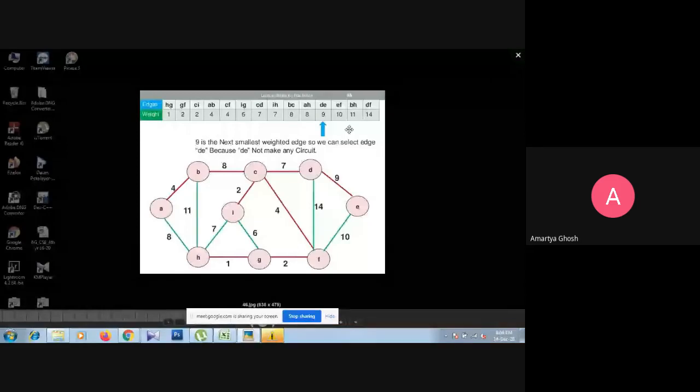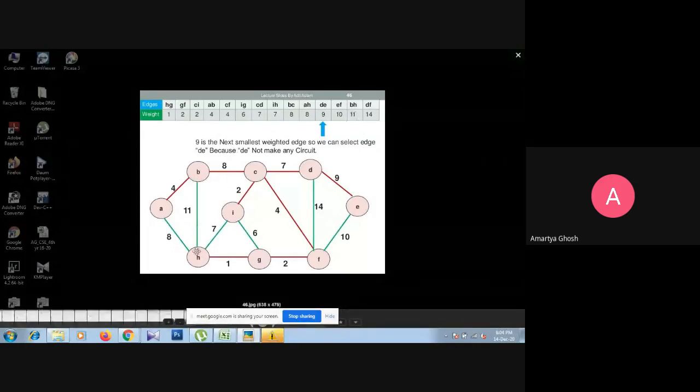Okay, you can see BH. So where is the BH? This is the BH. You can see BH. This is a closed graph, so we have to ignore this. And another is DF. So DF also forms a closed graph or circuit or cycle. Clear? So that is why we have to ignore this.